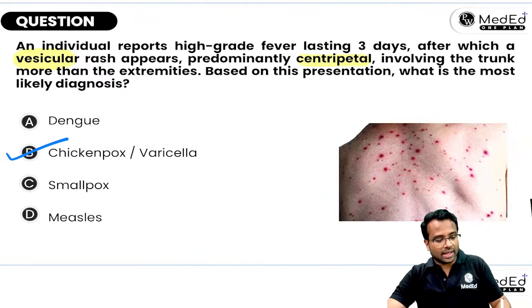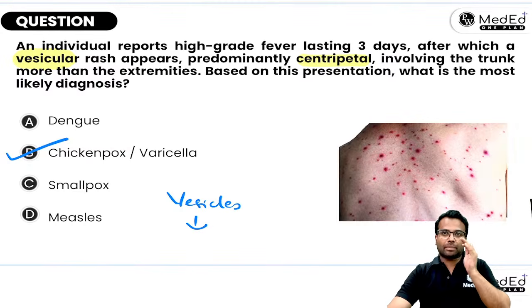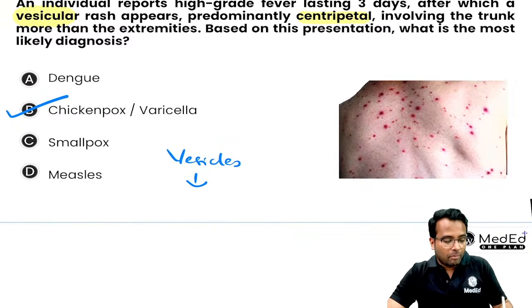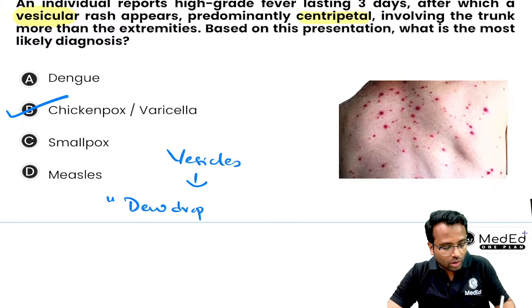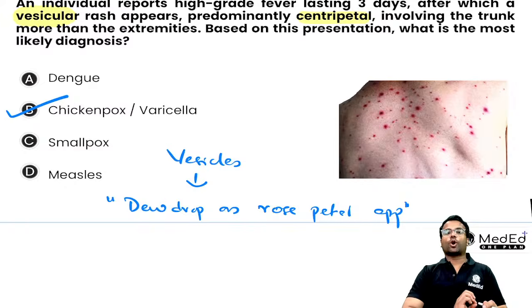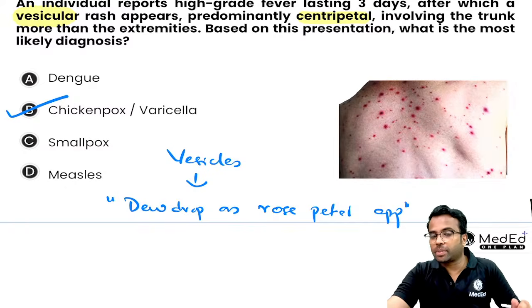So these vesicles that you can see in chickenpox, it's a clinical diagnosis. And how do you make out the clinical diagnosis here? Based on the typical appearance of the vesicle, which is compared to a dewdrop on a rose petal appearance. You can see a dewdrop on a rose petal appearance. Please explain the remaining options.